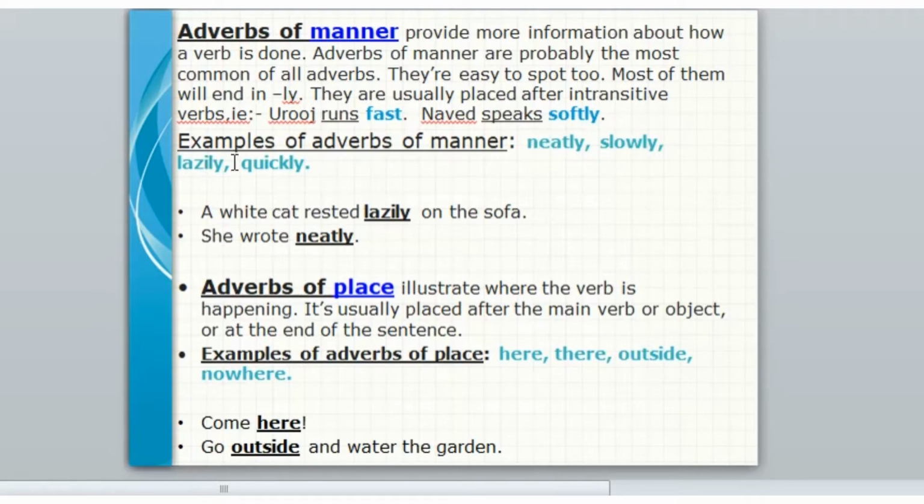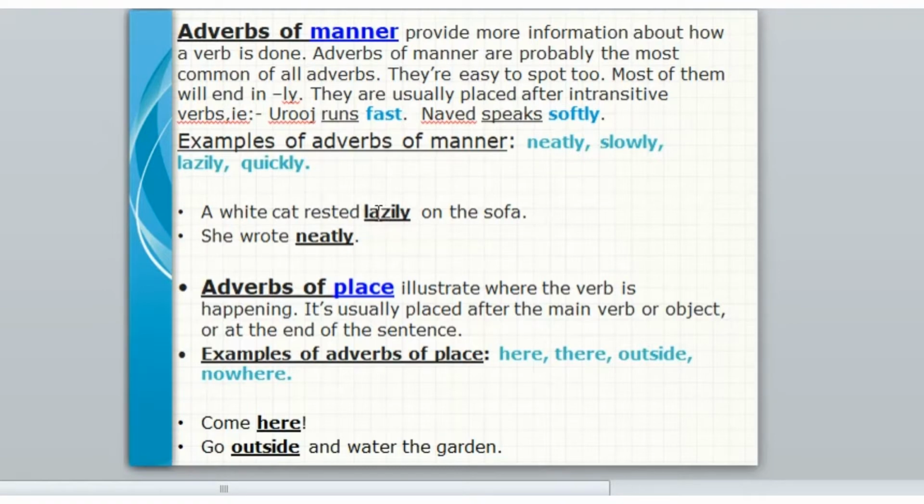Okay, let's see more examples of these words. Neatly, slowly, lazily, quickly. How can it be used in a sentence? I'll show you an example. A white cat rested lazily on the sofa. Okay, what kind of rest does she do? Rested is the verb. You see how it is positioned after the main verb. Lazily is the adverb used here. That is our adverb of manner.